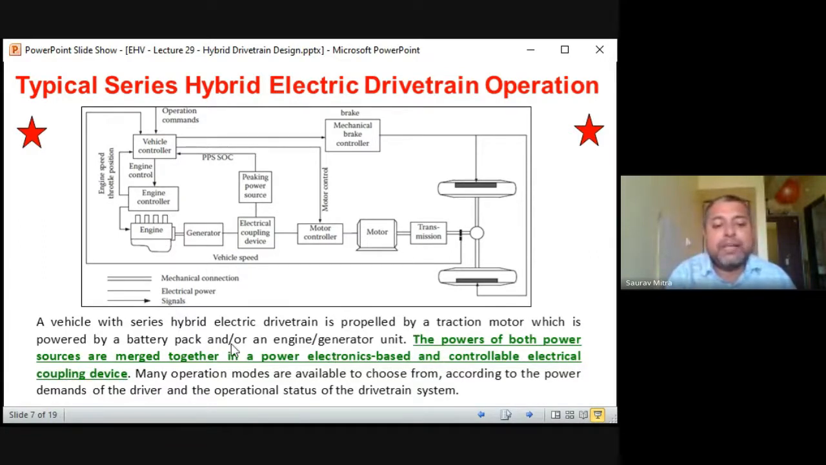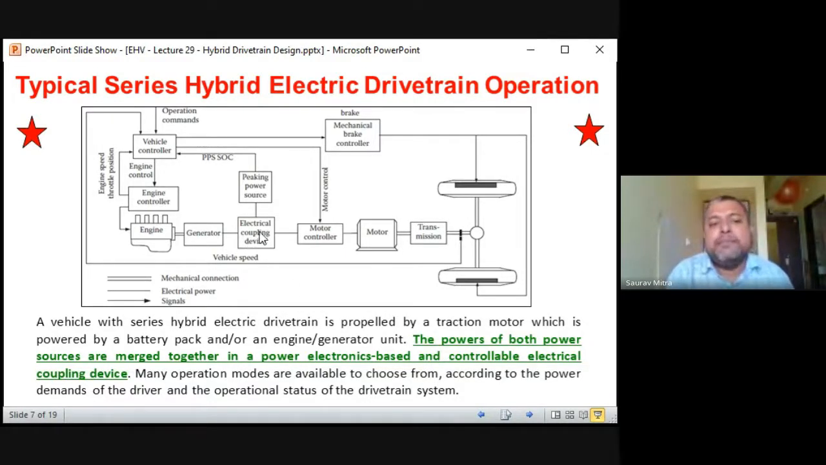It is propelled by the battery pack and or the engine generator. We have seen that sometimes source 1 is driving the traction motor, sometimes source 2 is driving it, and sometimes together they are driving the traction motor. So there are different modes of operation depending on that. It is 'and or' like that. The powers of both power sources, one being the engine generator and the other the peak power source battery, are merged together in a power electronic based controller, the electrical coupling device.